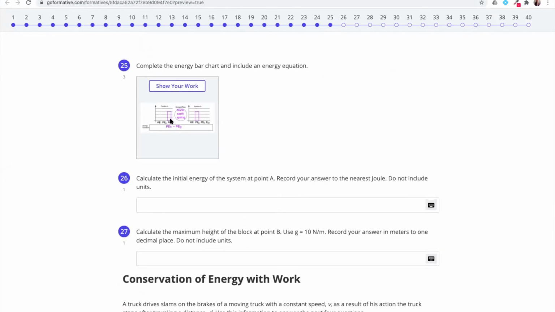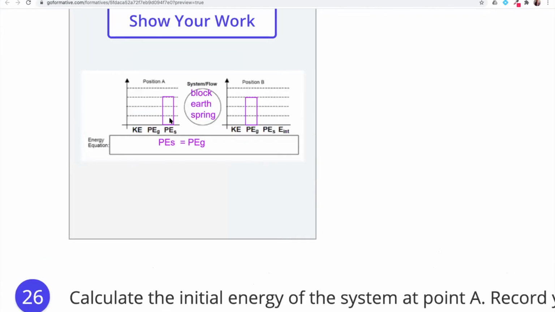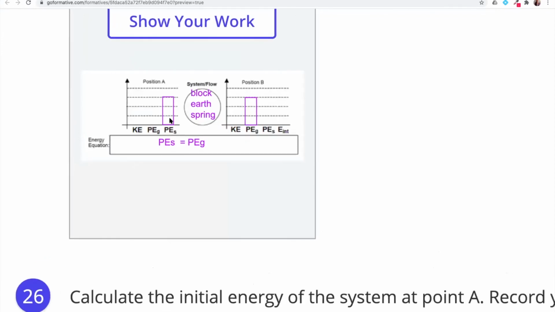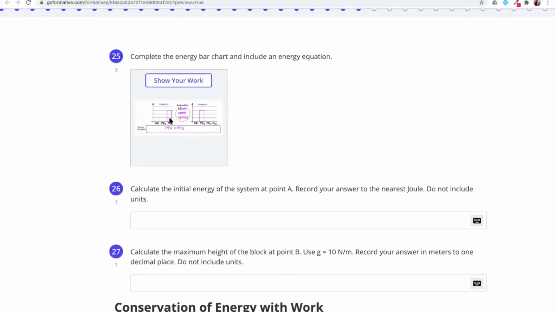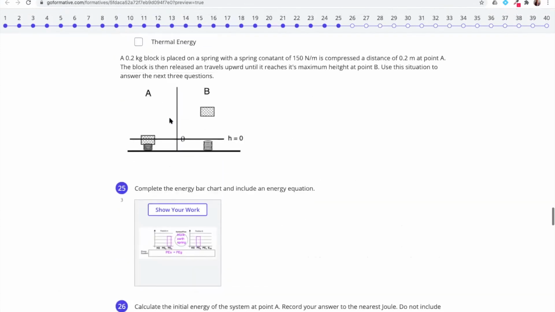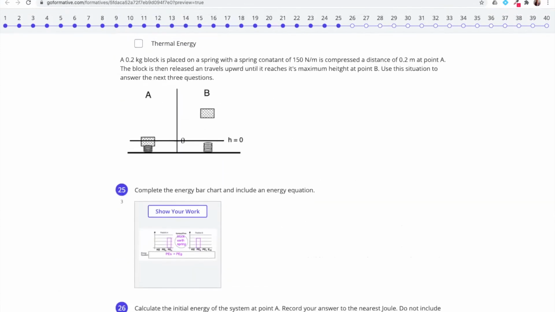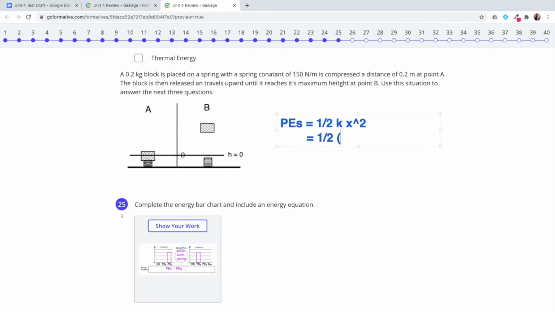Number 26, calculate the initial energy of the system at point A. Well, now let's look back at our diagram here. My initial energy was all spring potential. So in this case, I can calculate the spring potential energy. That's 1/2 kx squared. That's 1/2 k is 150, x is 0.2, 0.2 squared. This gets us a spring potential energy of 3 joules.